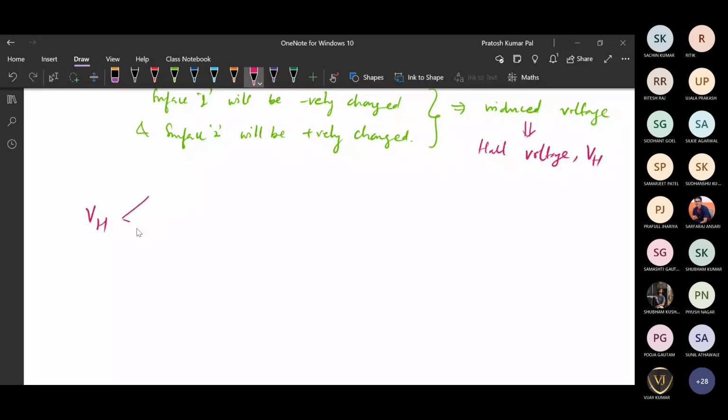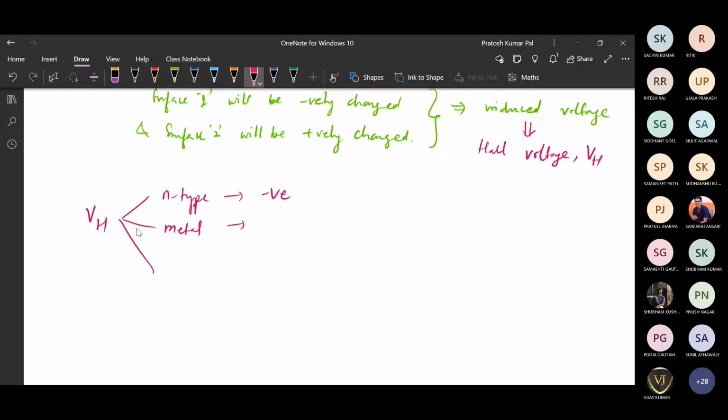So the VH, in case of n type, VH Hall voltage will be negative, and in case of metal also, because in n type and metal the charge carriers or majority charge carriers are because of the electrons only, so the Hall voltage will be negative.